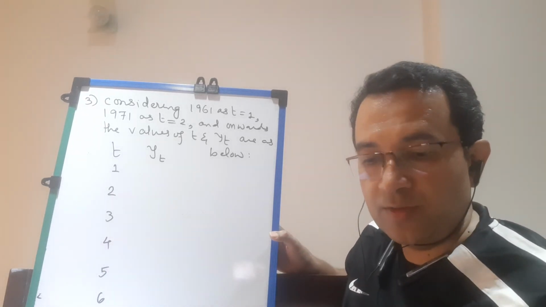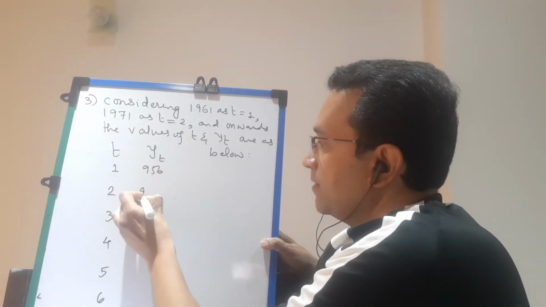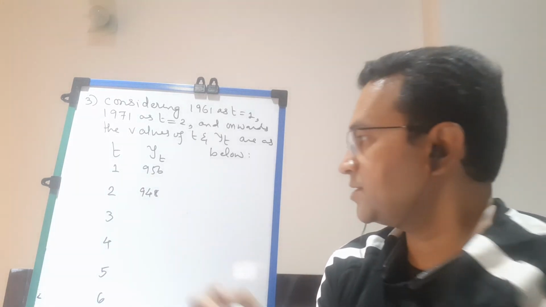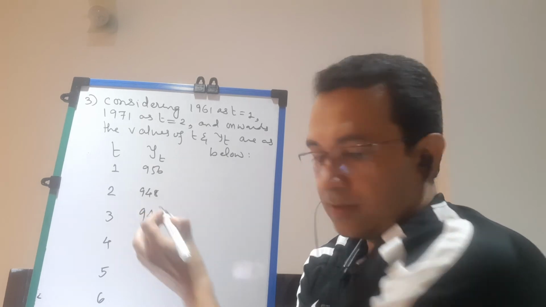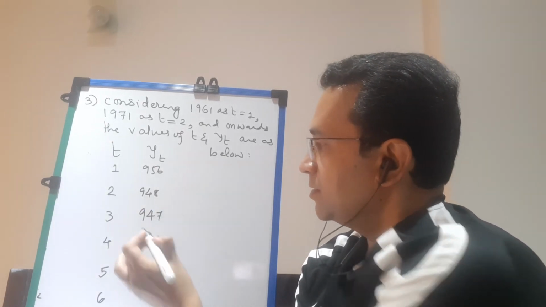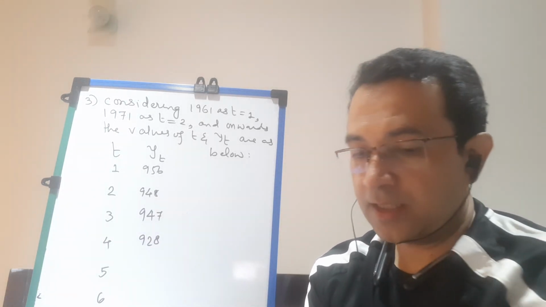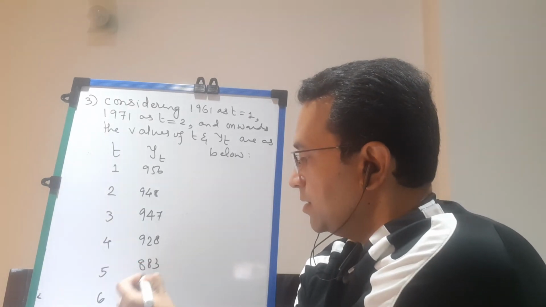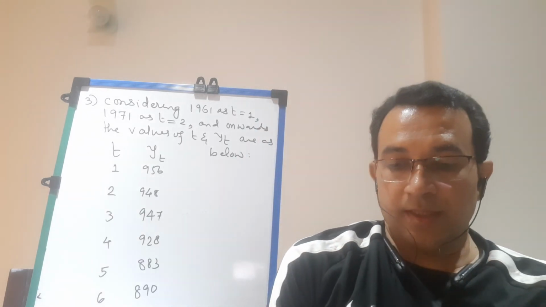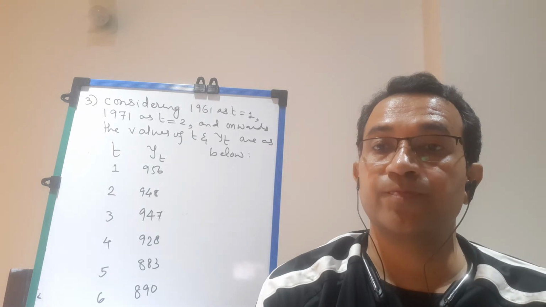And corresponding values of yt are 956, 948, then 947, then 928. You check sex ratio is decreasing, then 883, and here again 890. In the last 2 years it has increased.